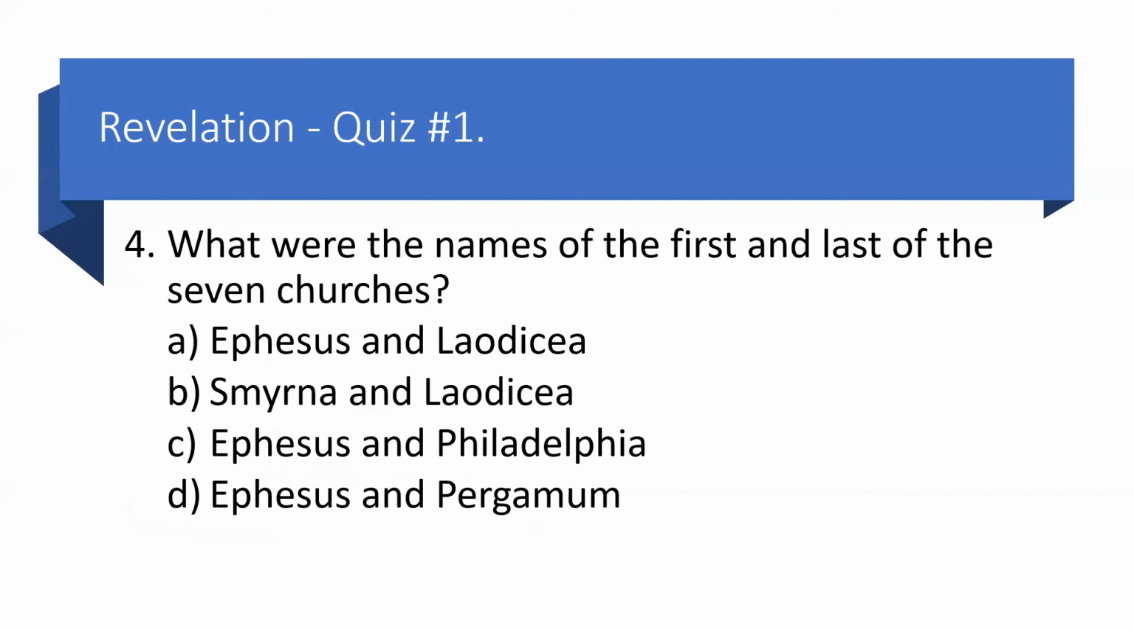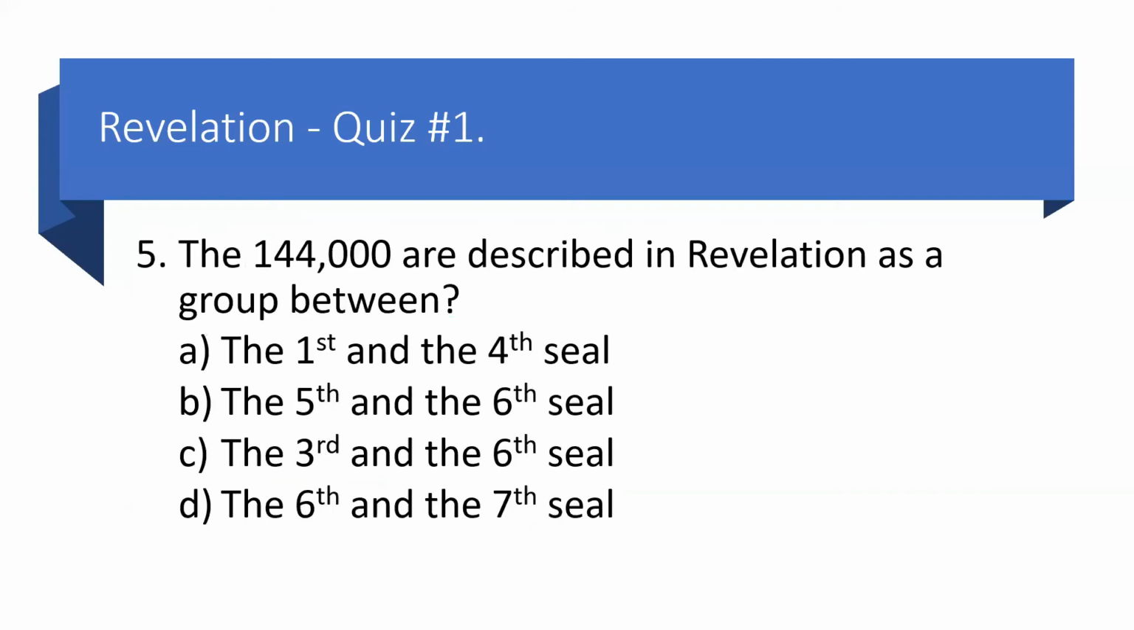What are the names of the first and the last of the seven churches? Well, that one is easy. It's Ephesus and Laodicea. All right, so I hope all of us got that one correct. Ephesus was the first church, Laodicea is the last church in that sequence.